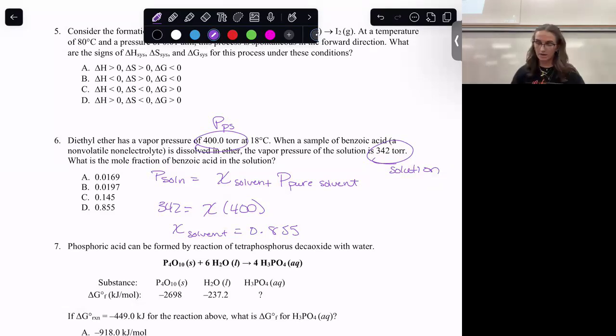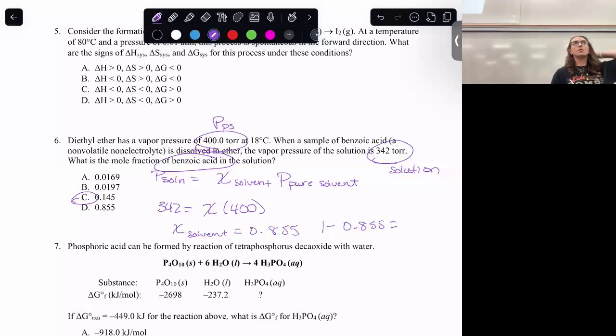What's our answer? 1 minus this, right? We're asked for the benzoic acid. The benzoic acid is your solute. It's what's getting dissolved. It's saying that it is a non-volatile non-electrolyte, meaning that it has a Van Hoff factor of 1. So it's just 1 minus 0.855, which is C. Yep.